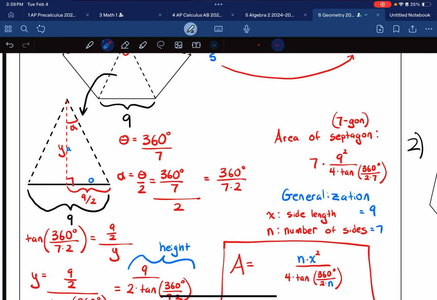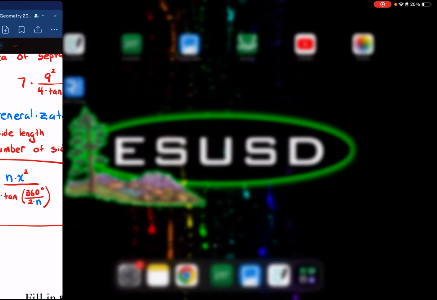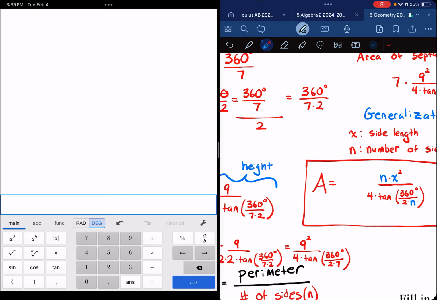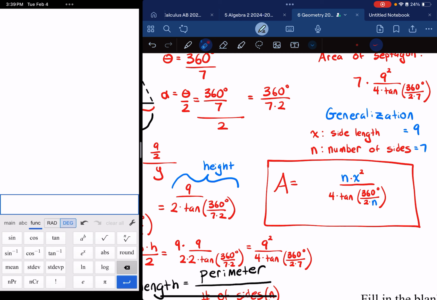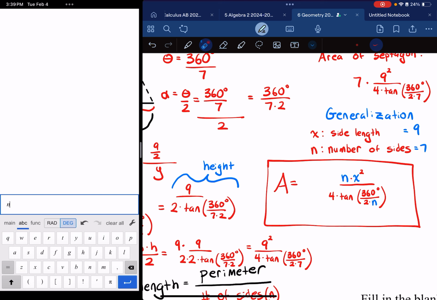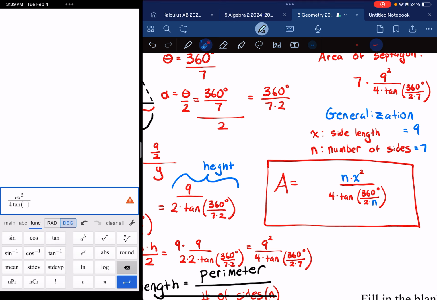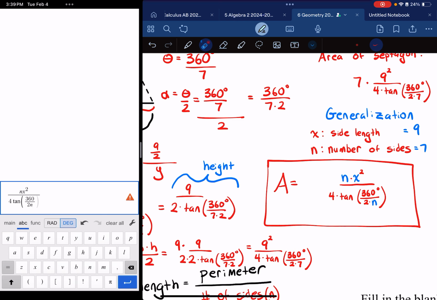I want to show you how this formula works on a Desmos scientific calculator. It's really fancy. If I go to split view here, on my scientific calculator, let me clear all of this and move this to the left. All right, so I'm going to type in this formula: n x squared, and then all that is going to be divided by 4 tangent of 360 divided by 2n. And then you'll get this warning on the right that says, too many variables, try defining n or x.